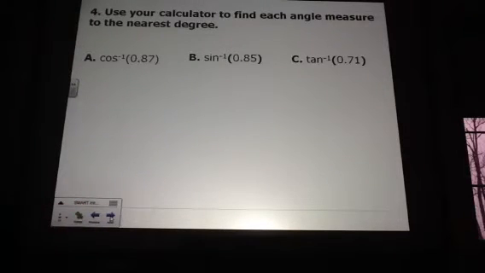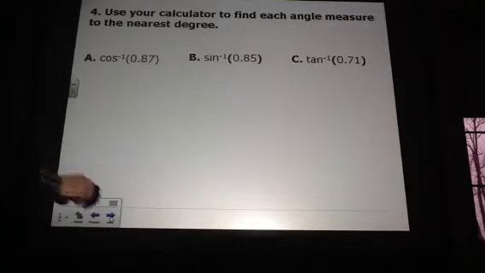Okay, first you need to be able to do this on your calculator. So you need to find the inverse. On my calculator, what you have to do is hit your second function button and then hit sine, and you get the inverse of sine. All right, so just practice on your calculator.